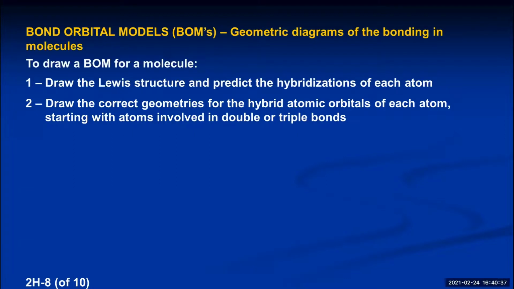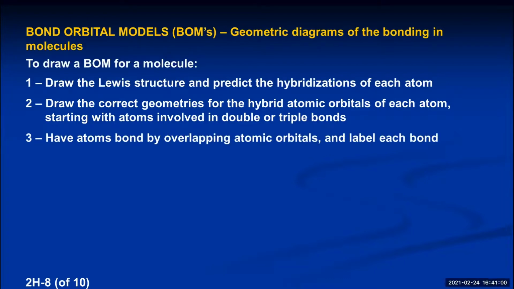And you always want to start with the atoms that are involved in double or triple bonding because those are the most complex ones to draw. If I can give you any hint at all, that would be it. Then once you've drawn the correct geometries for all the atoms, you push them together and have the orbitals overlap to make their bonding. So you have the atoms bond by overlapping their atomic orbitals. And then to make a complete bond orbital model, you're going to label each bond. You're going to tell me the name of each bond. And if you've done that, then you have a bond orbital model description of the bonding in a molecule.